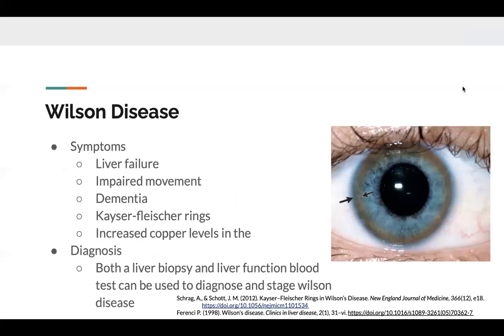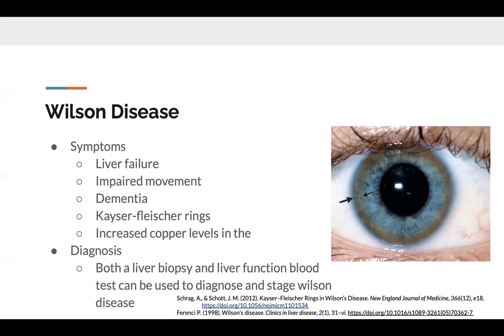Some common symptoms of Wilson's disease are liver failure, impaired movement, which occurs when the basal ganglia is damaged, dementia, which occurs when copper and free radicals accumulate in the cerebral cortex, Kayser-Fleischer rings, which are seen here and are caused when copper is deposited in the cornea, and increased levels of copper in the urine.